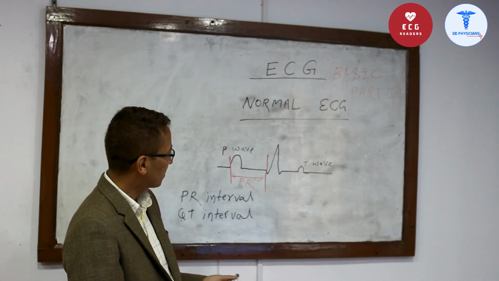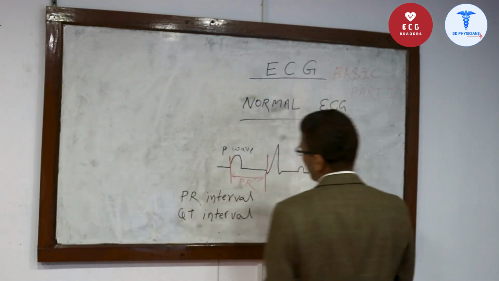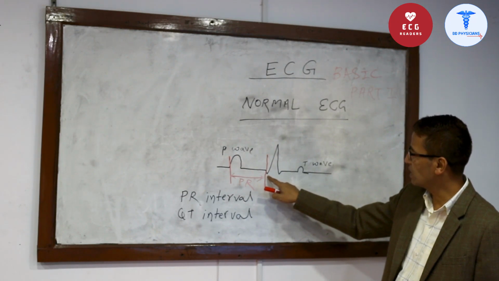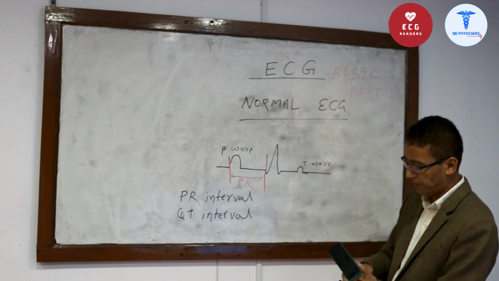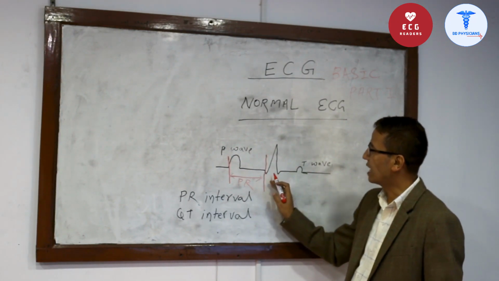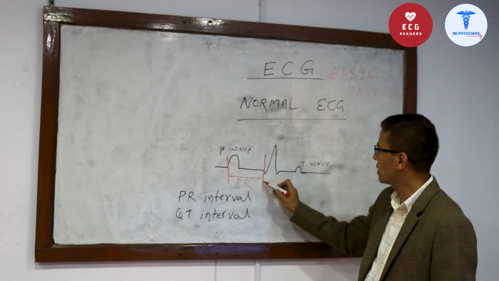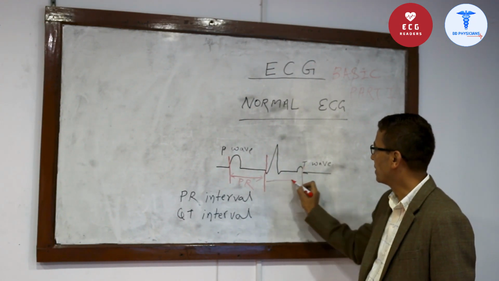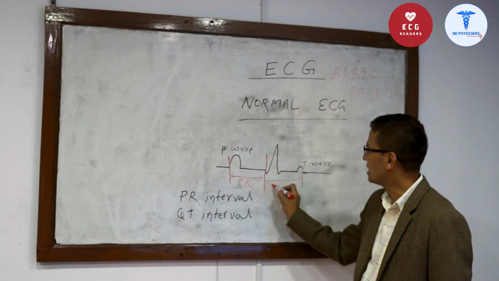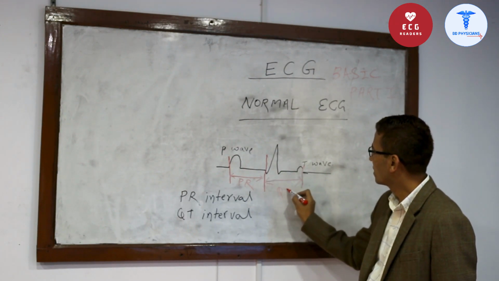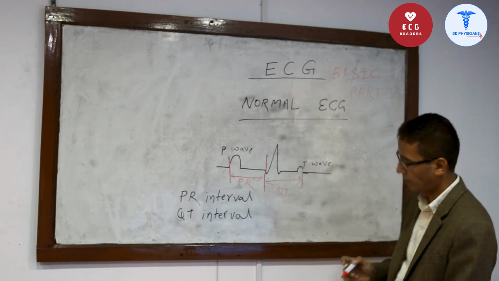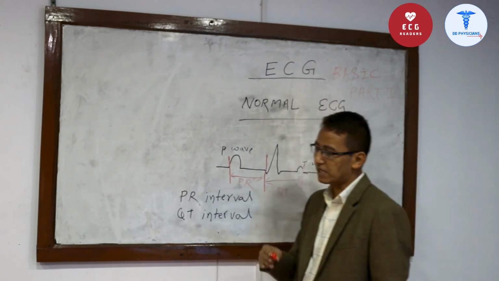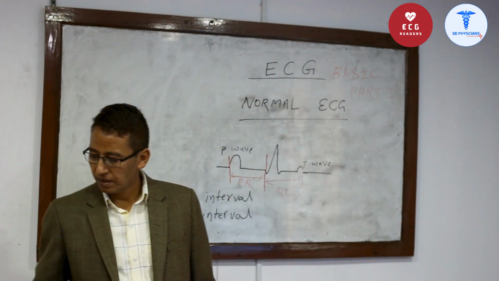Another one we should know is the QT interval. QT interval is from the beginning of the QRS complex to the end of the T wave. Or we can also say it starts from the end of the PR interval up to the end of the T wave. This is the QT interval. These are the two normal intervals we will study accordingly.